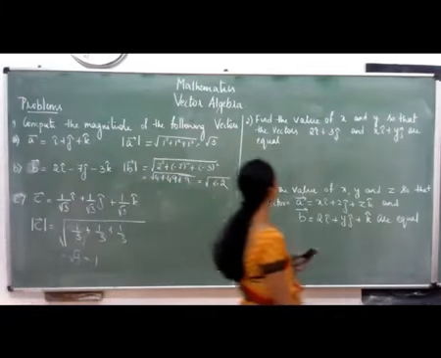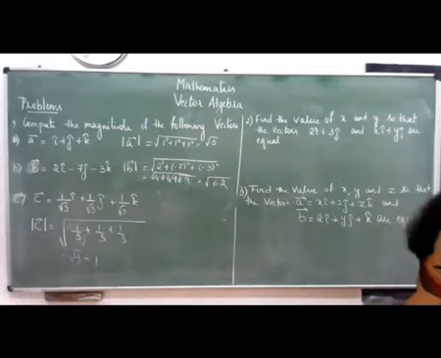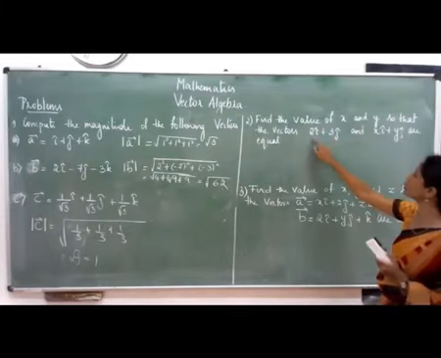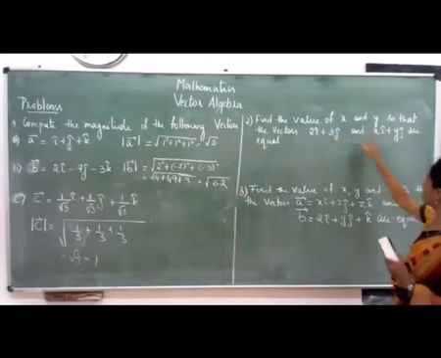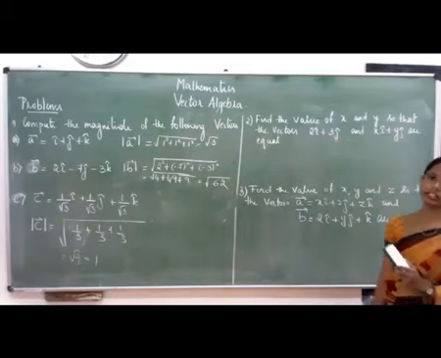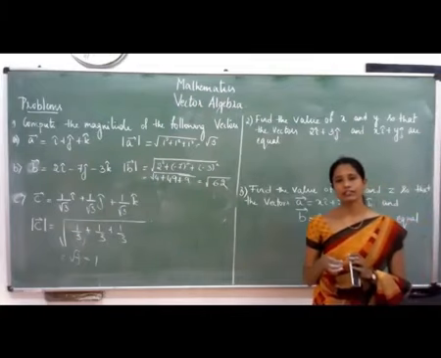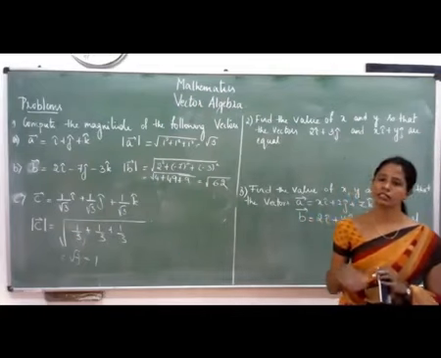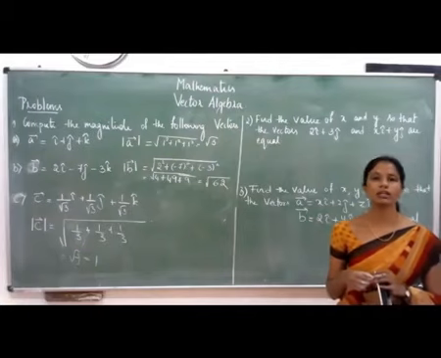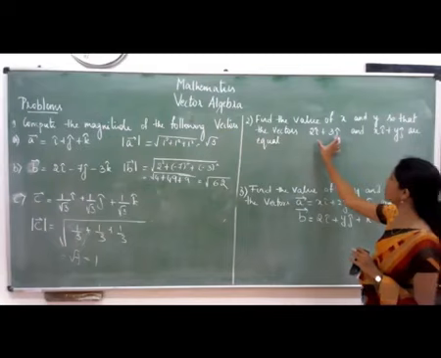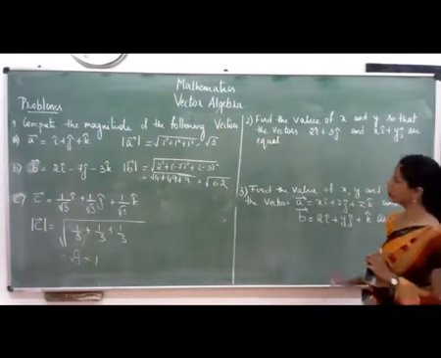Next question, they have asked: find the value of x and y so that the vectors 2i cap plus 3j cap and xi cap plus yj cap are equal. So if you remember the definition of equal vectors, two vectors are said to be equal if they have the same magnitude and direction. They have given that these two vectors are equal.